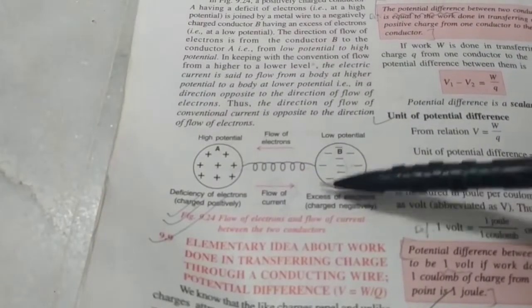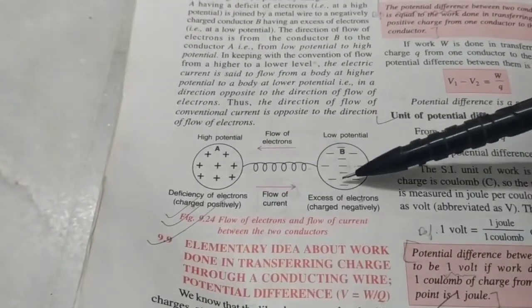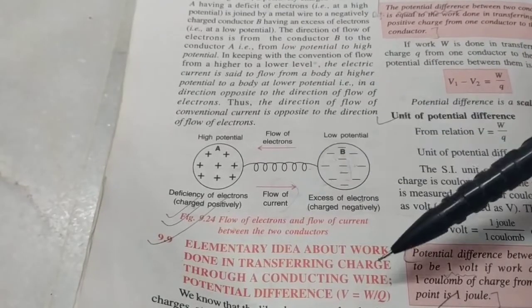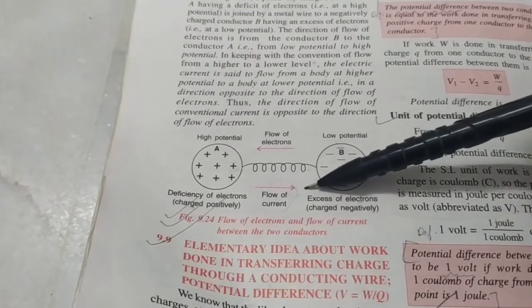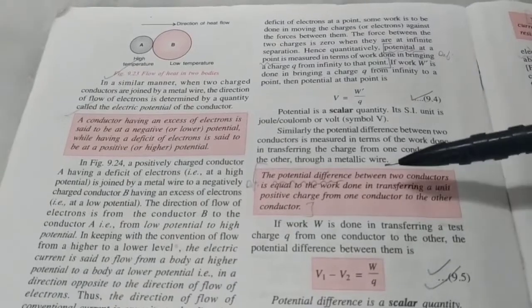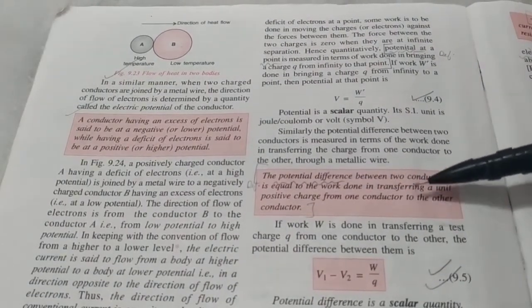But how do we calculate this potential difference? Well, it is calculated by a unit called volt. Hence it is also called voltage. And the potential difference between two conductors is defined as the work done in transferring a unit positive charge from one conductor to the other conductor.